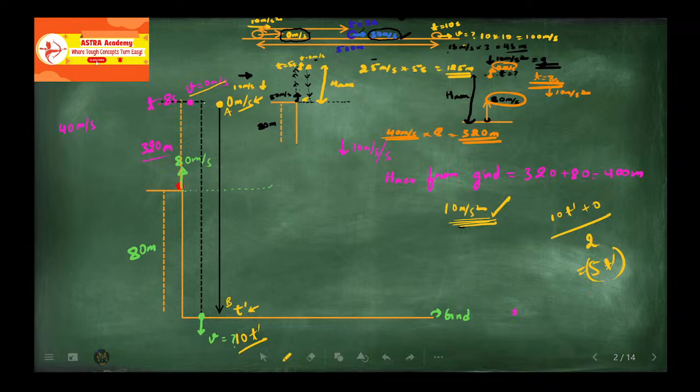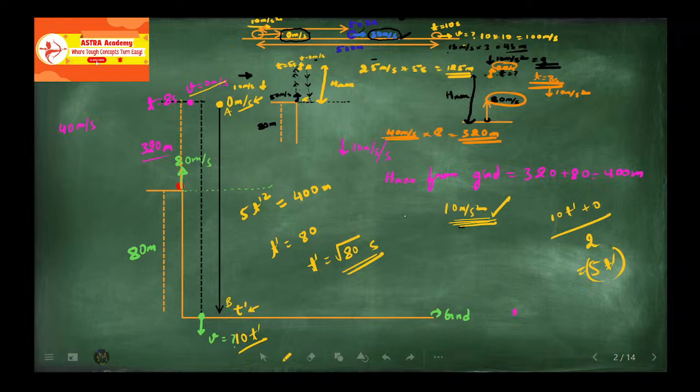T dash is the time which I have assumed that the body has taken from reaching point A to point B. So the average speed times time will become distance, and it is equal to how much? It is equal to 400 meters. So simply we can say that t dash squared will be equal to 80. If we divide 400 by 5, it will become 80. So t dash will become root 80 seconds. So clearly this is very simple, right? So t dash is root 80.